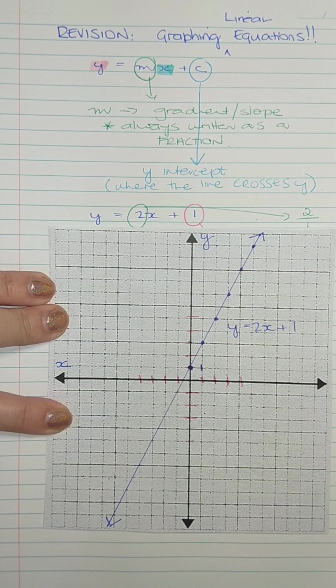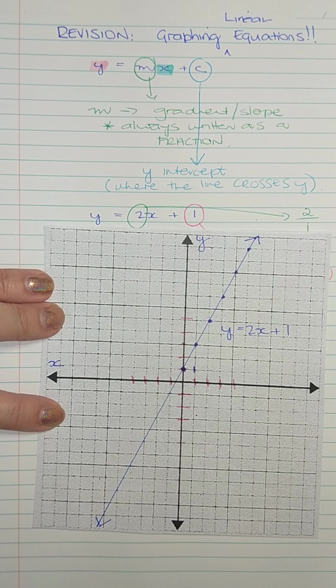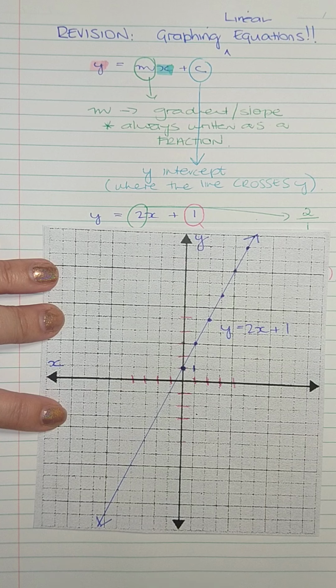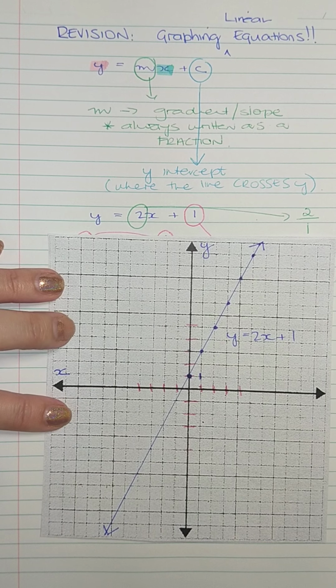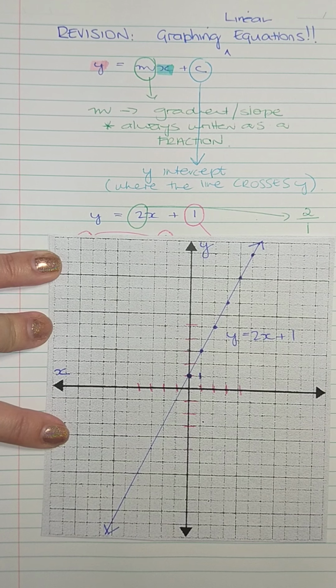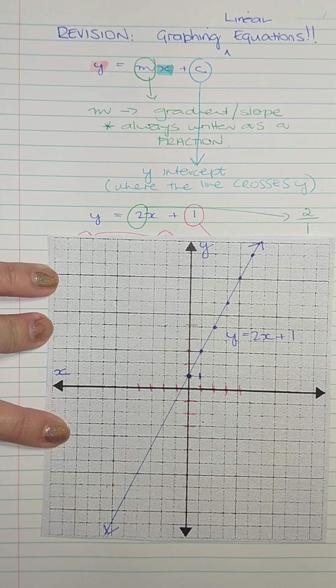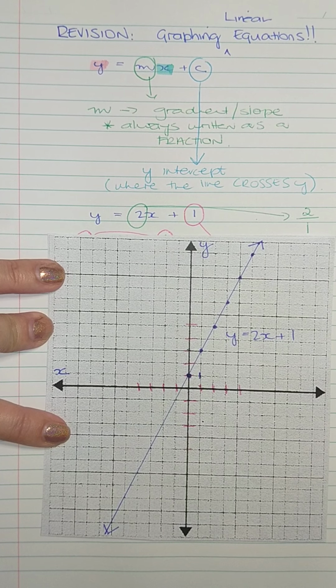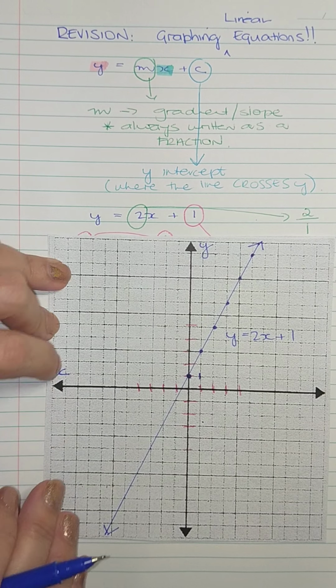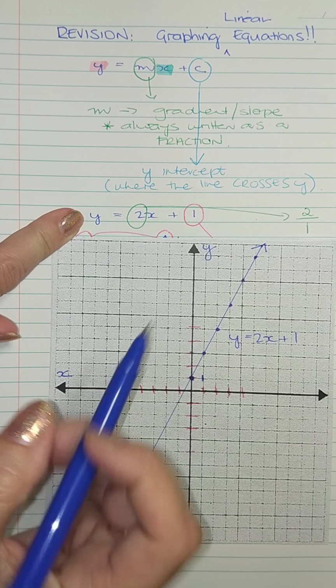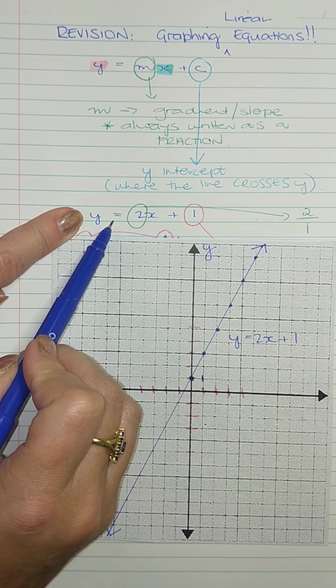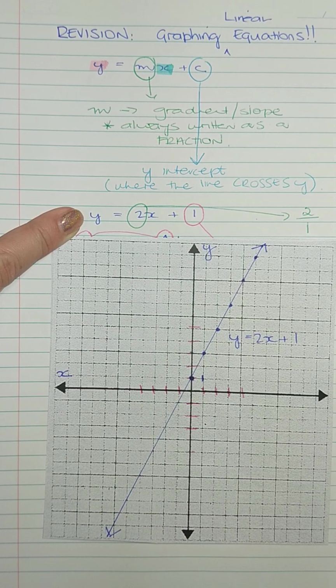Okay, so there's lots of methods for graphing a line. This is just one of the more simple ways of doing it. So I hope this revision has helped you. You should have done these in lower grades, just a little bit of a refresher. The next video we're going to look at, we're going to be graphing a very similar line, except it's not going to be an equation. It's going to be an inequality.